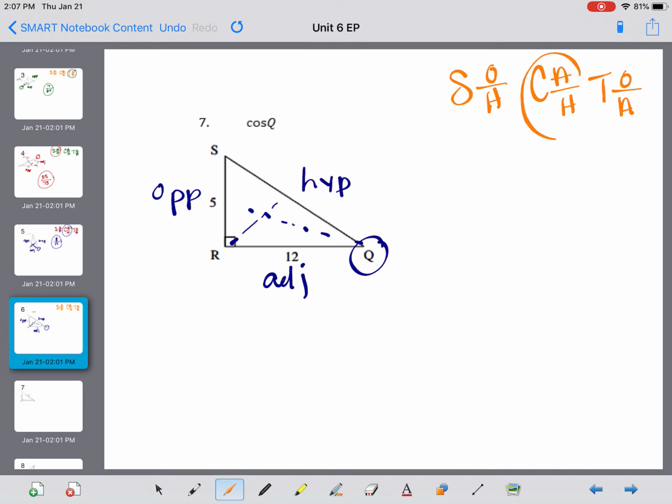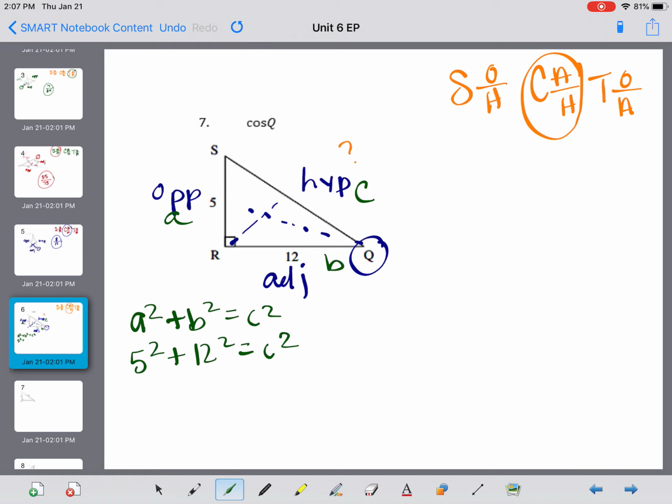And cosine is adjacent over hypotenuse. Well, the problem is we have no idea what our hypotenuse is. But we can find it using the Pythagorean theorem. So a squared plus b squared equals c squared. Your hypotenuse is always c, and I'll label those a and b. So we have 5 squared plus 12 squared equals c squared.